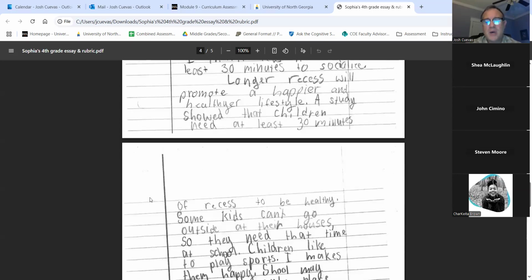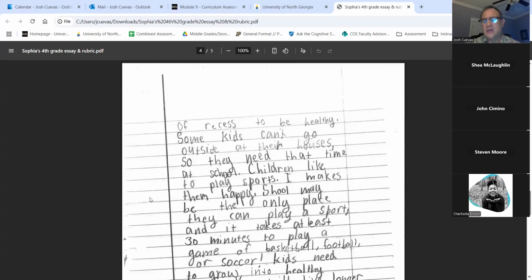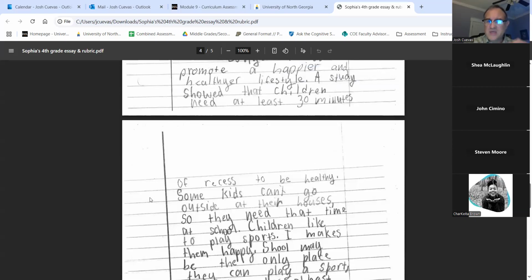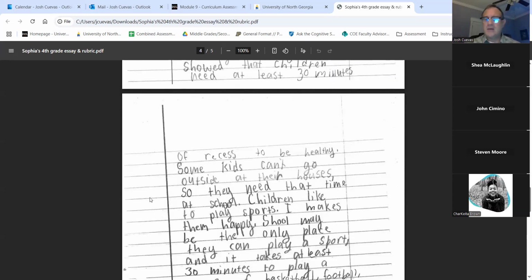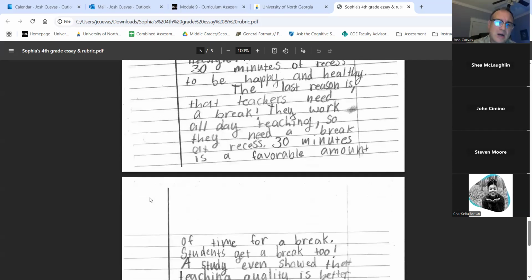pretty good. But mainly, what we call the controlling idea, which is kind of like a thesis, is consistent throughout the paper. Everything makes sense. It is logically sequenced.